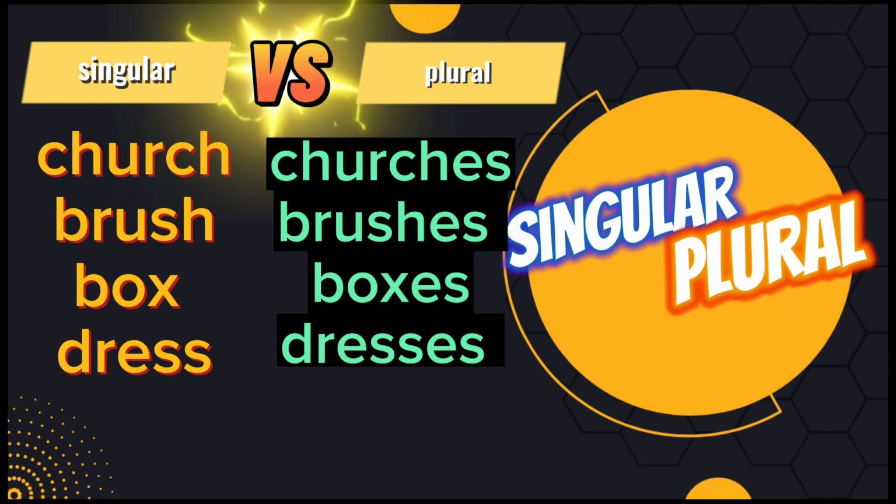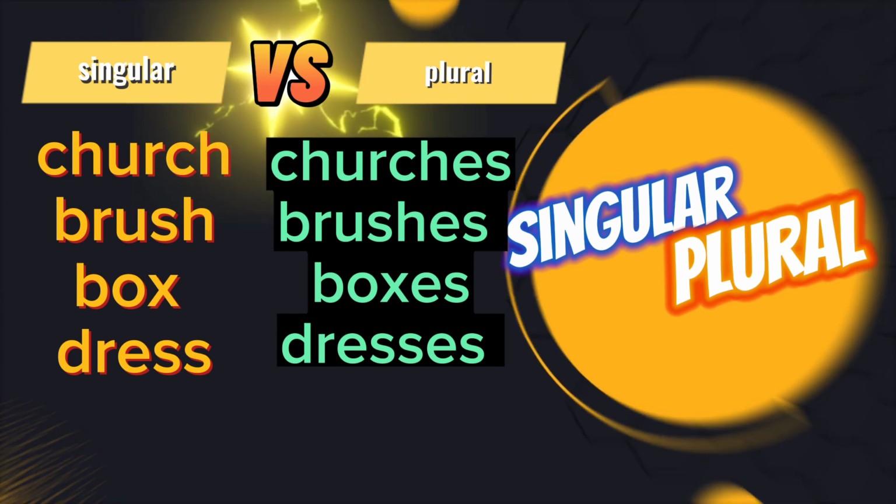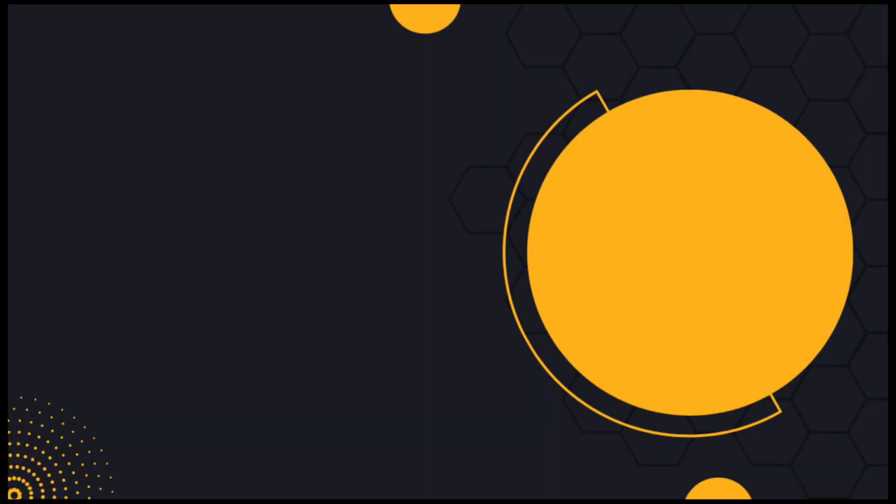The next word is box. We have the letter x at the end. All nouns that end in x, we have to put es to make it plural. The last one is dress. We have ss at the end. Same thing, put es at the end to make it plural. Dresses. So, please don't forget ch, x, and ss. We must put es at the end. Now move to the next topic.